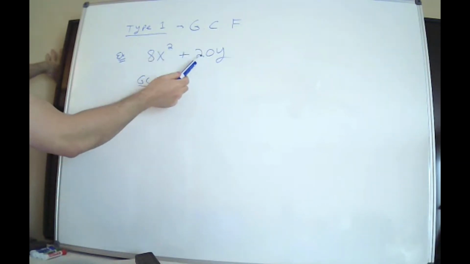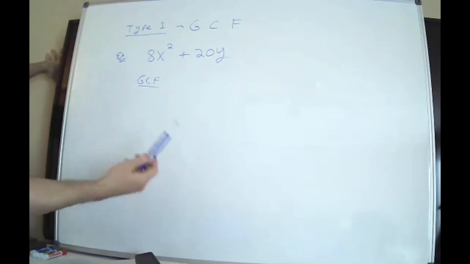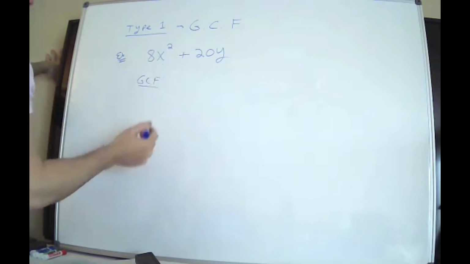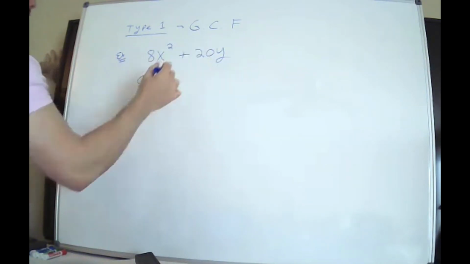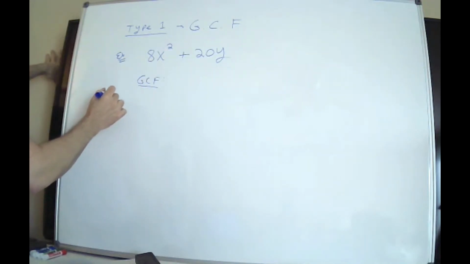So you have an 8, you have a 20, you have x squared, and you have a y. I have to figure out what they have in common, and I'm going to remove it. So now with 8 and 20, again, the smartest thing to do is start with the bigger number and write all of the numbers that divide it. Obviously you don't have to write number 1.